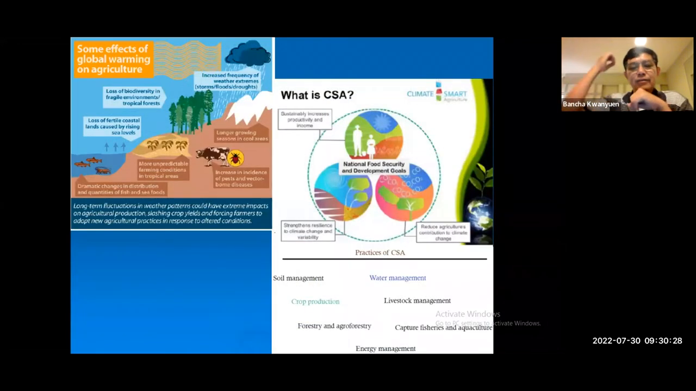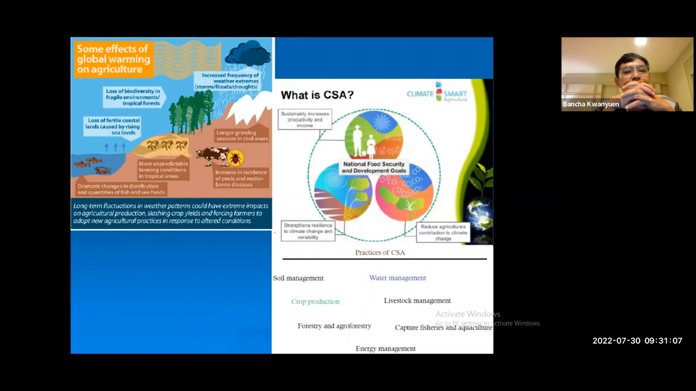So we also look at the effect of global warming on agriculture. That is also an issue of this training. The effect of warming, of course, increases extreme weather. You can have more floods, more drought, and probably more tropical storms or storms in some other regions. And also you have the melting of glaciers and those kinds of things, and you have loss of biodiversity.